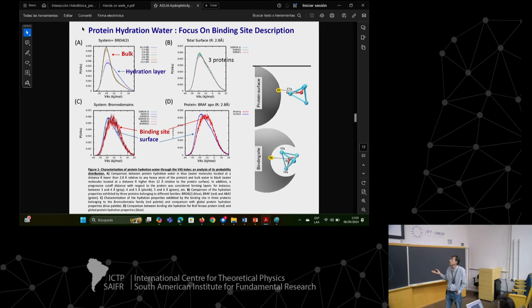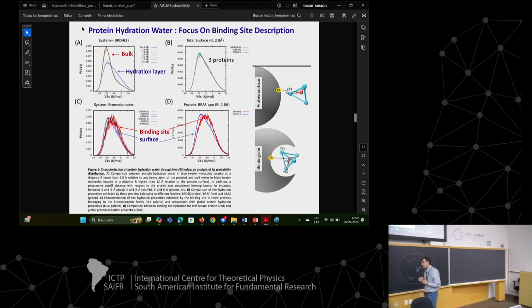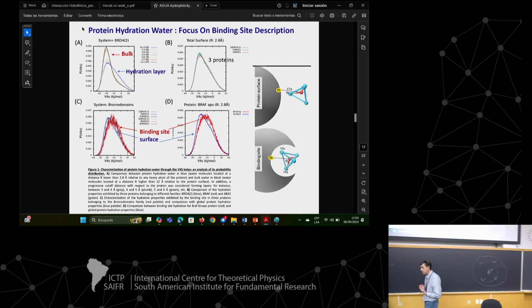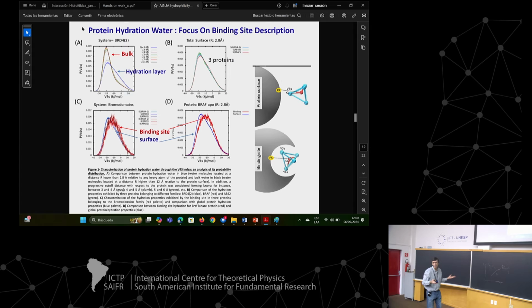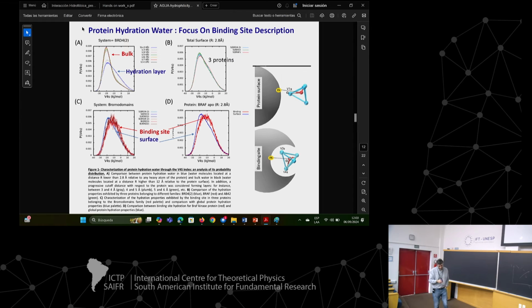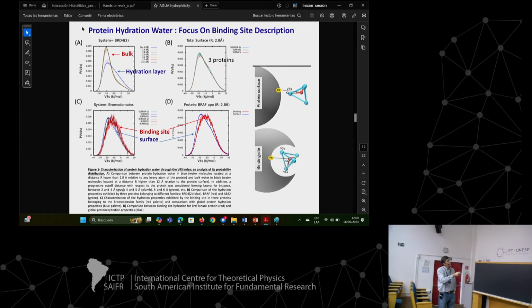This is an interesting point, but we were interested in trying to see, well, is this metric going to tell us anything about the binding site? Can you somehow predict where the binding site is? Of course, we know where it is, but we performed this analysis, and this is the same here for three different proteins, looking just at the hydration layer, and the behavior is very, very similar. And for the bromodomains, this is what we get when we look at the binding site; the statistics is lower since the binding site is smaller.